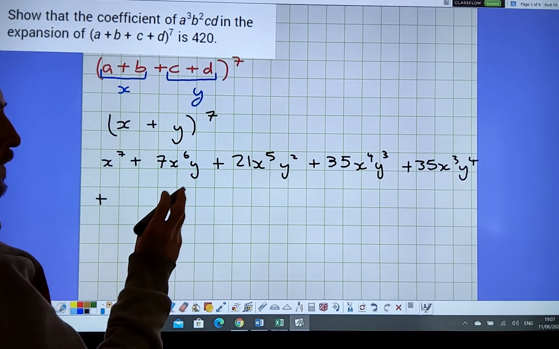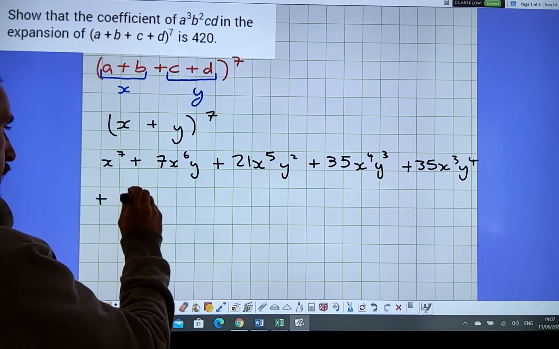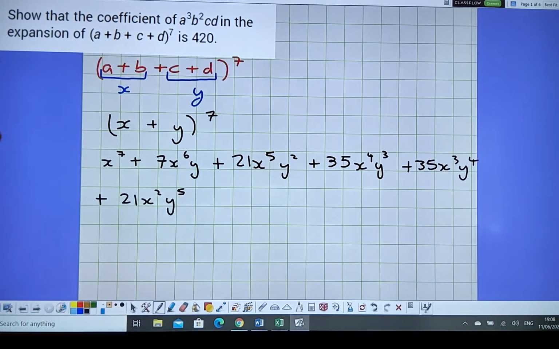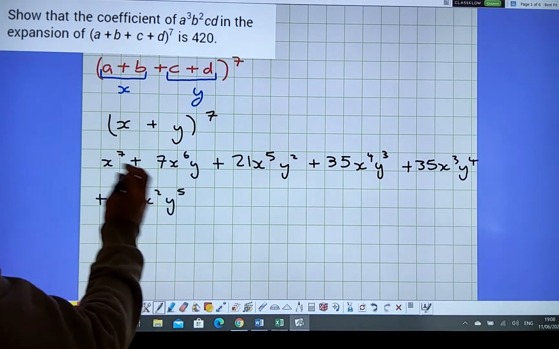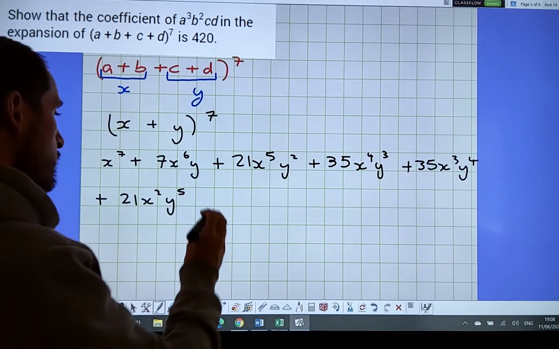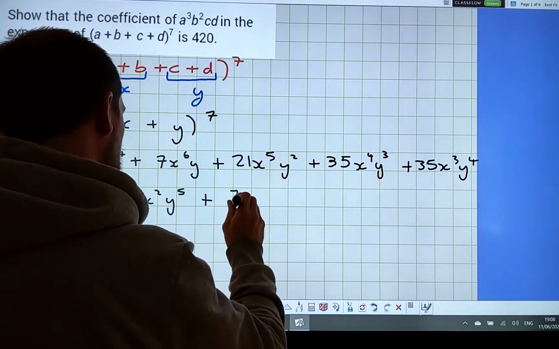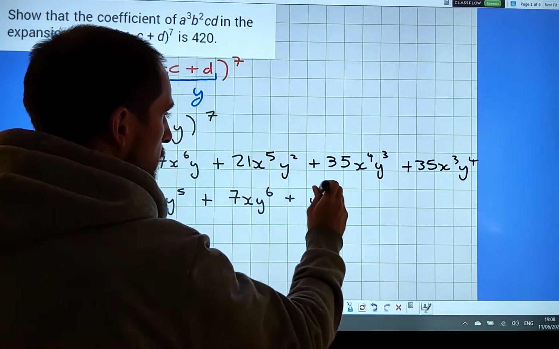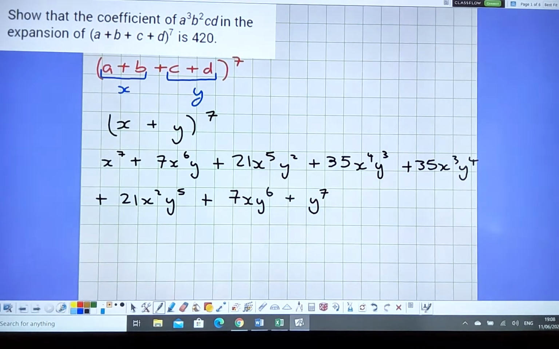plus 21x to the power of 2, y to the power of 5. So this is just following the rules of binomial expansion. You'll notice that all these powers add up to 7, because 7 is there. And then we're working backwards, so it's 7x, y to the power of 6, plus y to the power of 7. Now, what's key here is as follows, is this bit here.